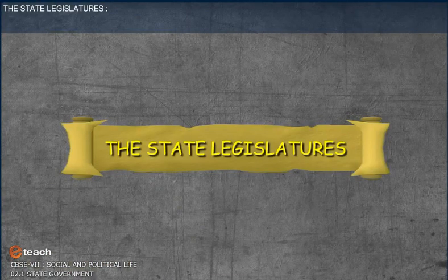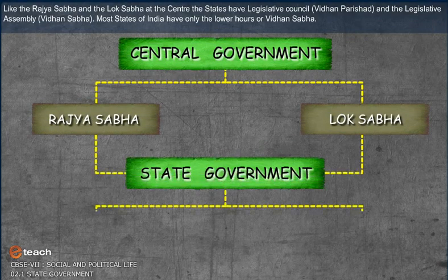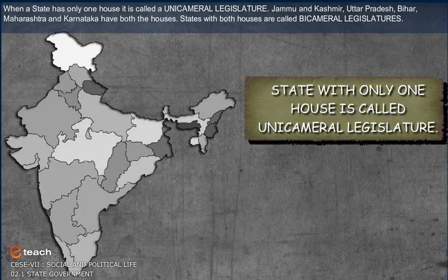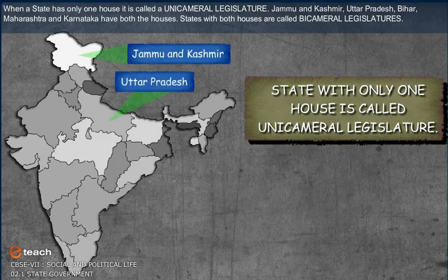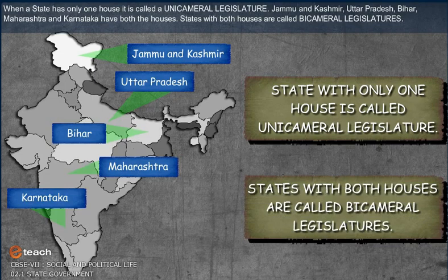The state legislatures. Like the Rajya Sabha and the Lok Sabha at the center, the states have the Legislative Council, Vidhan Parishad, and the Legislative Assembly, Vidhan Sabha. Most states of India have only the lower house or Vidhan Sabha. When a state has only one house, it is called a unicameral legislature. Jammu and Kashmir, Uttar Pradesh, Bihar, Maharashtra and Karnataka have both the houses. States with both houses are called bicameral legislatures.